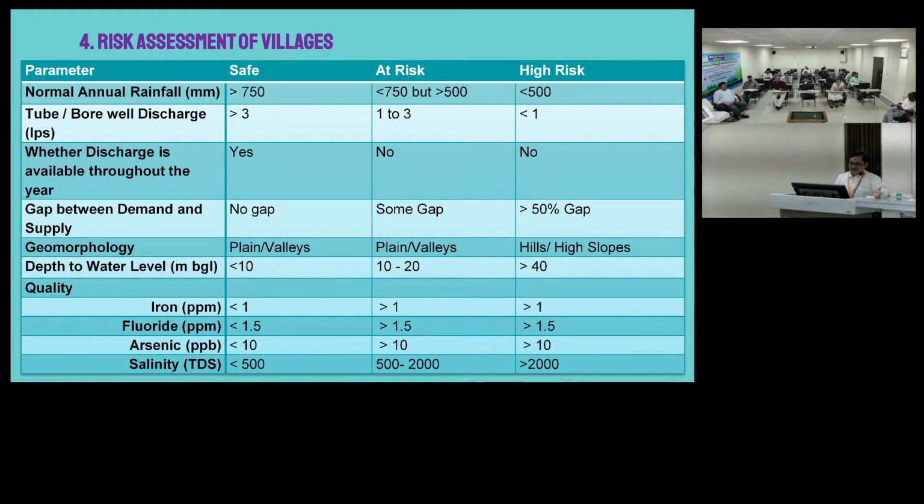And for iron, fluoride, arsenic and salinity, values are given. A water quality test has to be done, and if the quality values fall under these values, then it is safe. Like this we make it for at risk and high risk areas. For high risk, if it is hill or the village is situated in a high slope area, then it will always be at high risk. If the demand-supply gap is more than 50%, then it will always be at high risk. If salinity or other things are more than the permissible limit, then it is at high risk.